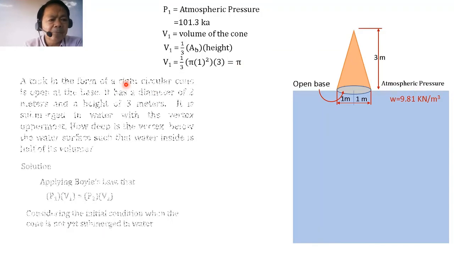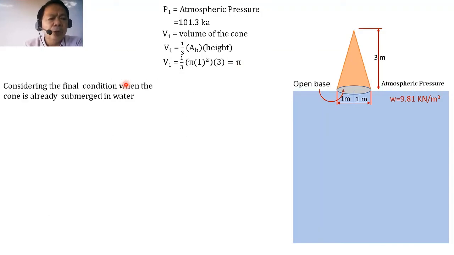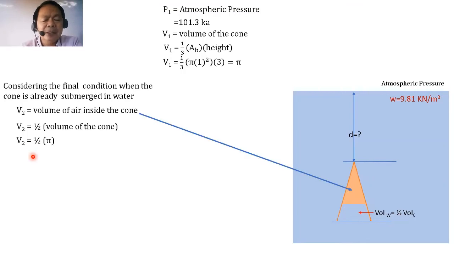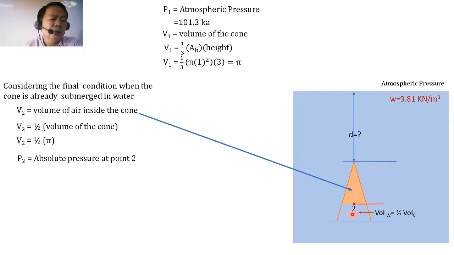Now, considering the second condition, when the cone is already submerged in the water, let us show that condition again. This is the condition, and what we are asked to find here is this depth. At this condition, the volume of air inside is already 1/2 of the volume of the cone. And the pressure is the absolute pressure at point 2, that point there. If this is our point 2, then the pressure at that point is what we are actually looking for.